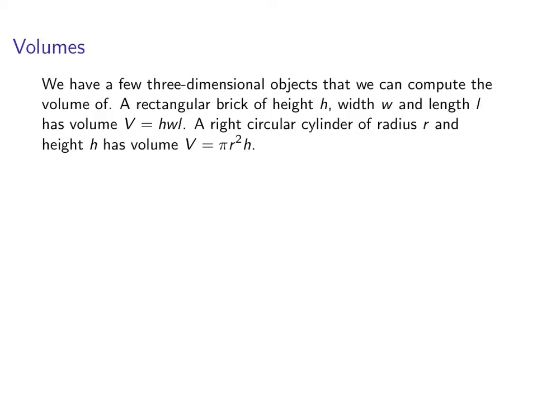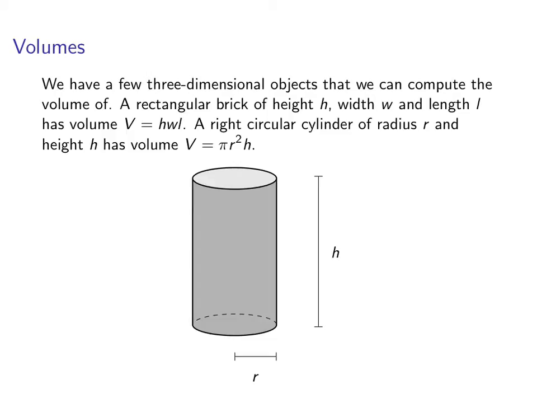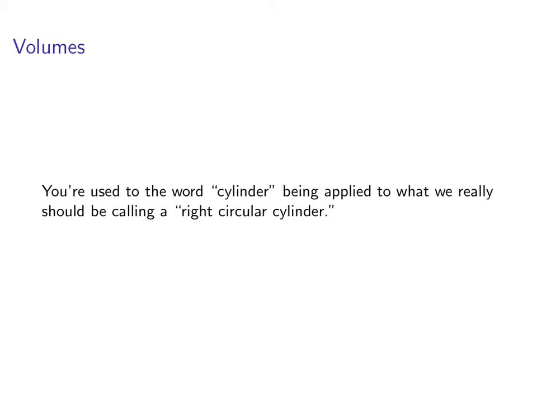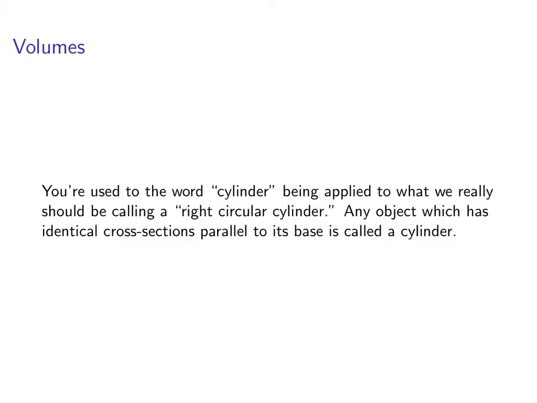A right circular cylinder of radius r and height h has volume pi r squared h. Right? There's a right circular cylinder. Now, I would say that you're used to the word cylinder being applied to what we should really be calling a right circular cylinder. The word cylinder is actually very broad. Any object which has identical cross sections parallel to its base is called a cylinder.